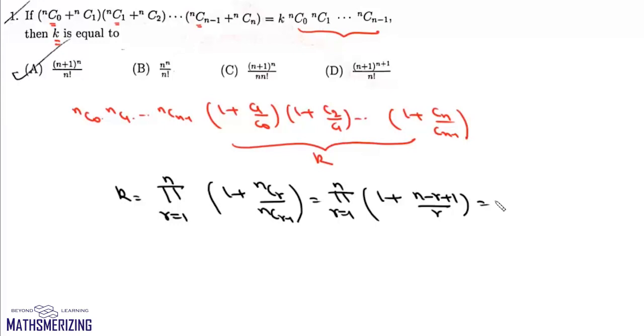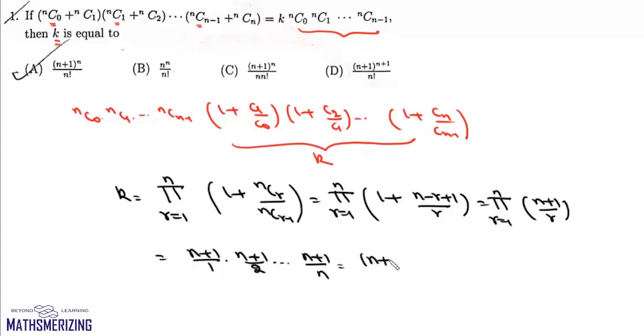Now we simplify it, we can write this as n plus 1 upon R. Now we'll put the value of R. It will be n plus 1 upon 1 into n plus 1 upon 2 up to n plus 1 upon n, which is n plus 1, n times, upon 1 into 2 into 3 up to n, which is factorial n. So the value of K is n plus 1 to the power n upon factorial n, and that's your option A.